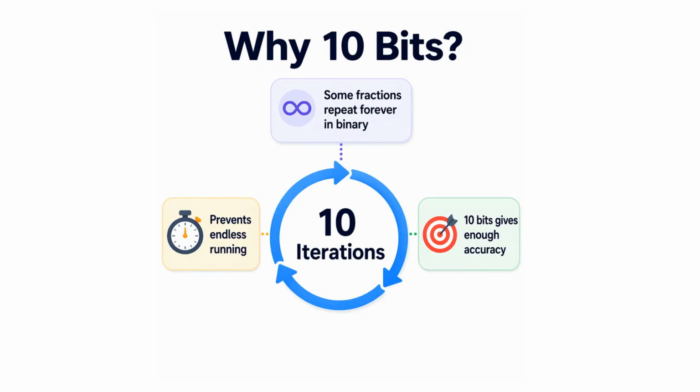Now, you might be wondering, why do we limit the loop to just 10 bits? Well, some fractions can go on forever in binary. 10 bits gives us enough accuracy for most cases without letting the program run endlessly. It's a smart, practical limit.